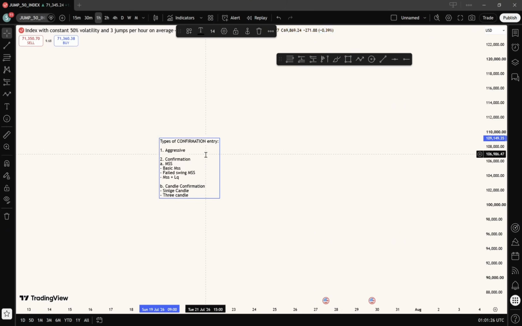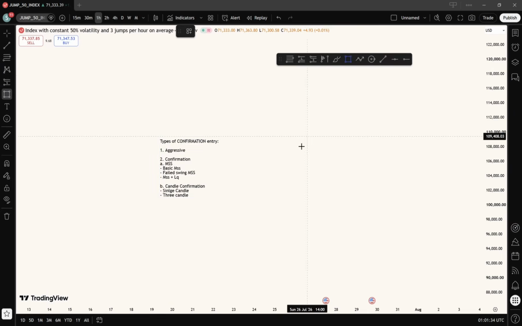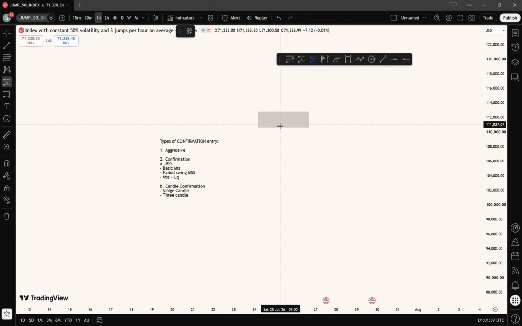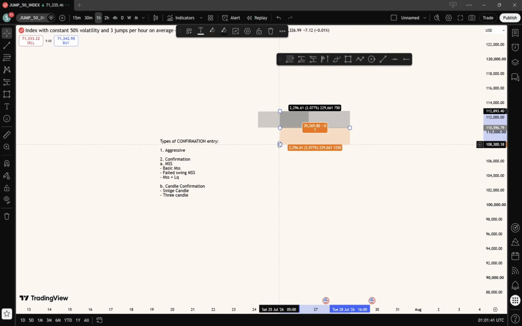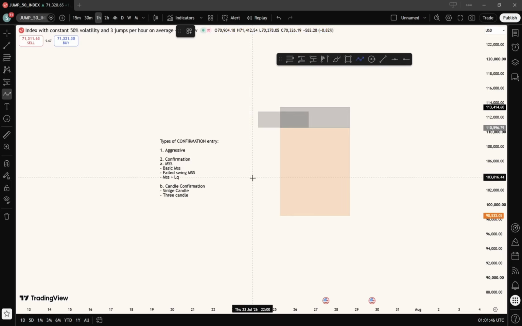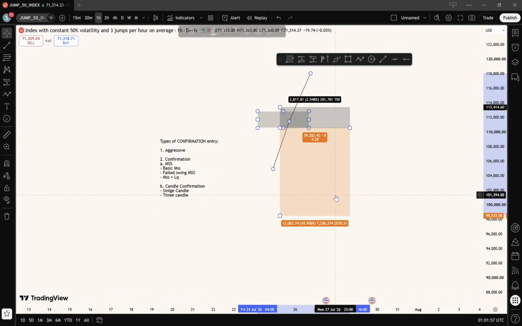So, talking about entries, we have two types: aggressive entry and confirmation entry. I know most of you know what aggressive entry means. Aggressive entry is just you setting a limit and waiting for price to tap you in, then sell, or tap you in and hit your SL. So that is basically aggressive entry.